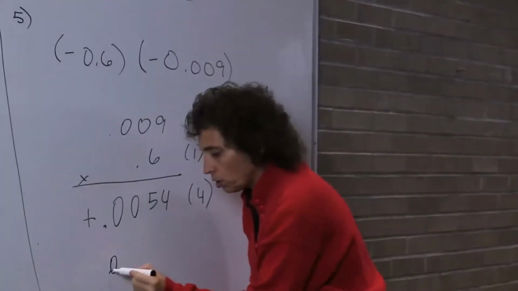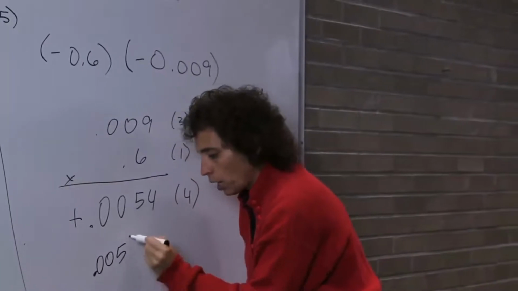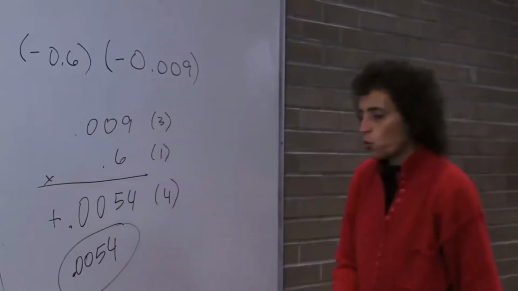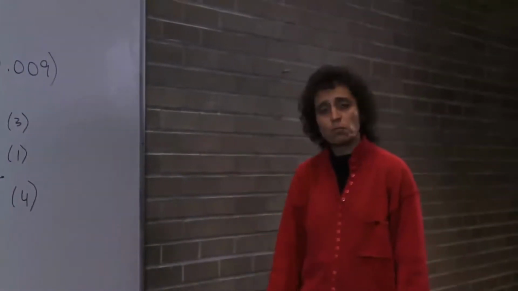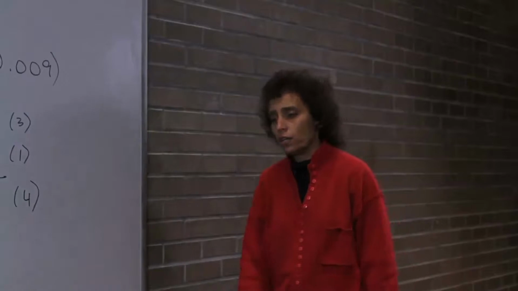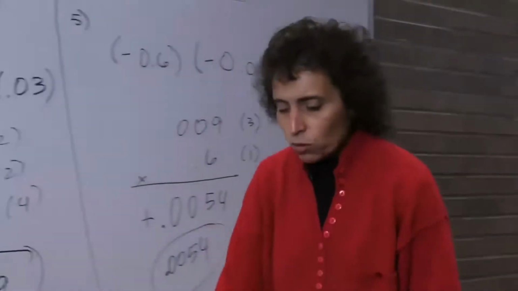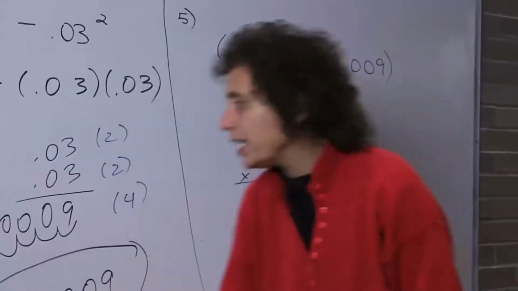So 0.0054, or 54/10,000ths. Okay, and that's all there is to it. Just count the number of places and multiply like you always would. All right? So let's revisit something we did in Mod 1.